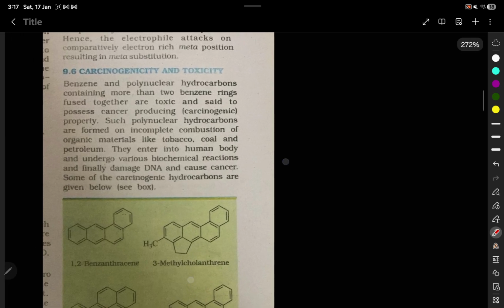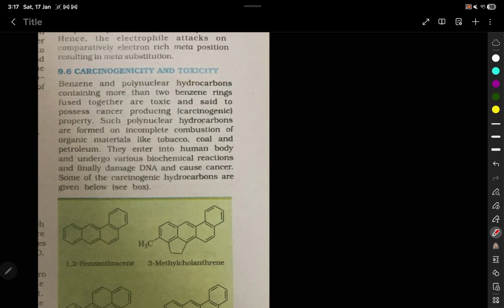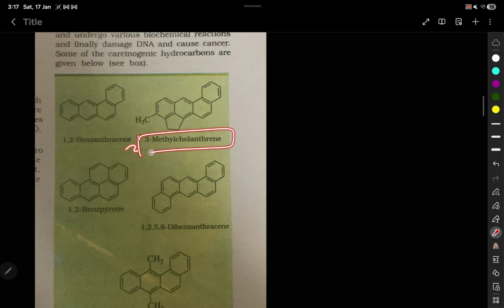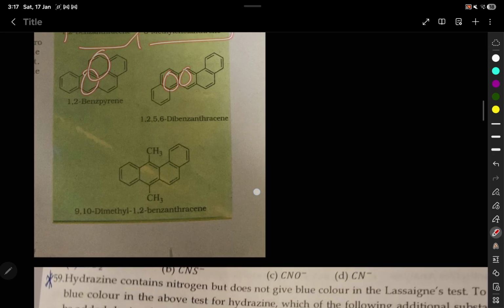Okay, and in this topic, carcinogenicity and toxicity are caused because, if you take two benzene rings and fuse them together on two sides, they are said to be toxic and cancer producing. This can be for polynuclear hydrocarbons also. They just have to contain two benzene rings joined together. They are formed by incomplete combustion of organic materials like tobacco, coal, petroleum, and they enter the human body and finally damage DNA and cause cancer. Obviously I will not be remembering all of these structures, but the common thing in them is that two benzene rings are joined side by side.